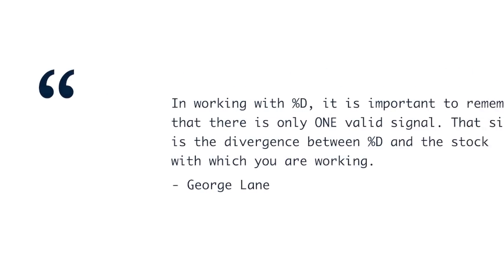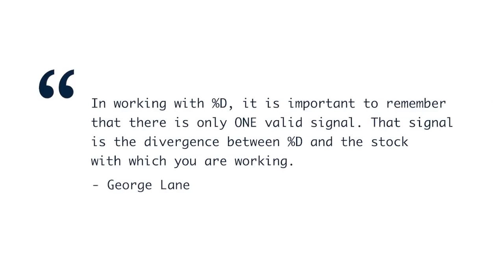And it's important to remember on stochastics, according to George Lane, there is only one valid signal, and that is the divergence on percent D. So you're looking for the divergence on the moving average, and I'll show you that on some real live examples.